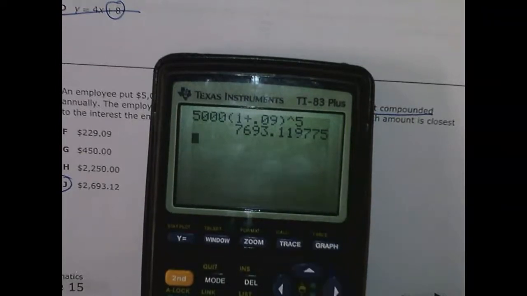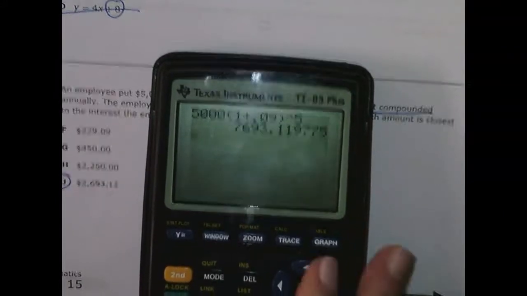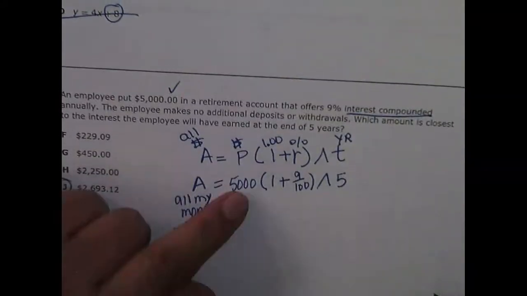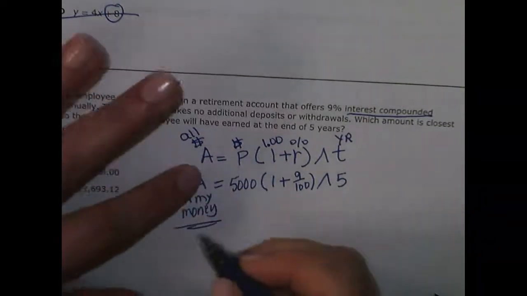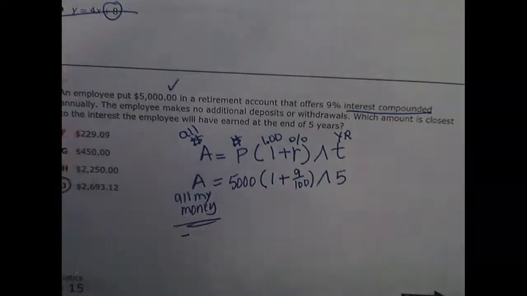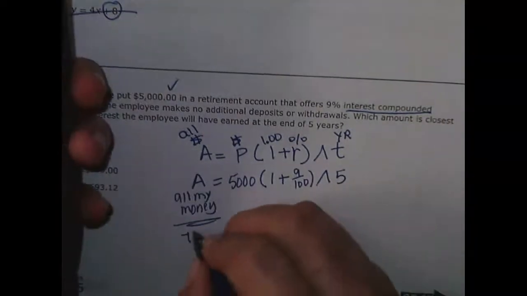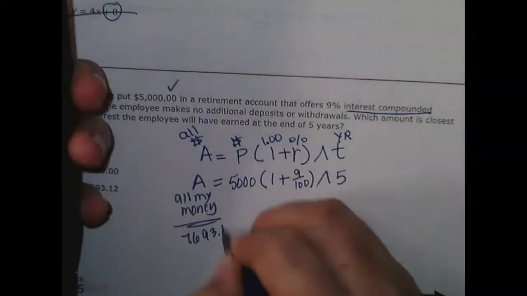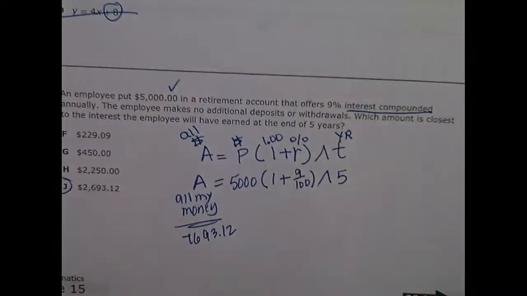This is all your money. All. Now, did you earn all that money? No. Who put the 5,000 in the bank? You did. So, if A stands for, well, I done forgot that number, 7693 point, I'm going to call that 12 cents. Mode float two would be nice too.